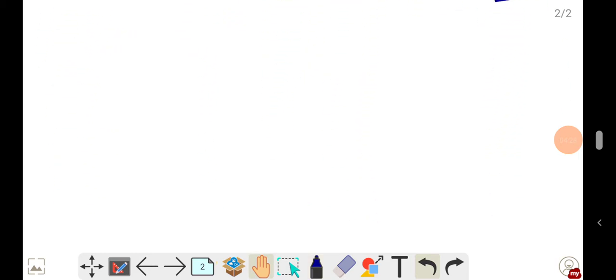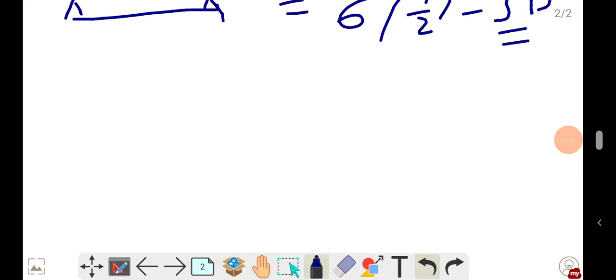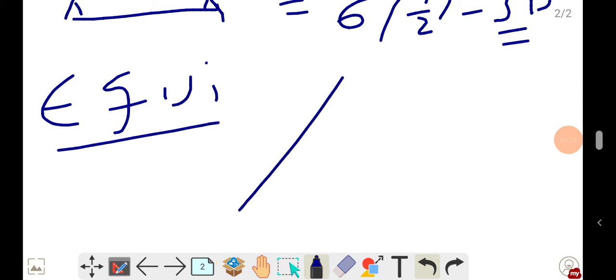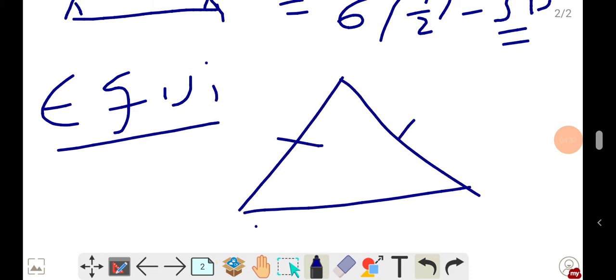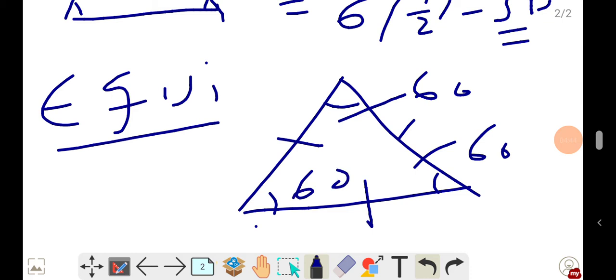Mostly, what kind of question will be asked to apply this formula? Equilateral triangle. An equilateral triangle means it's a triangle in which all the three sides are equal and all the angles are equal. Each angle is 60 degrees. So this time, what kind of question might be asked?